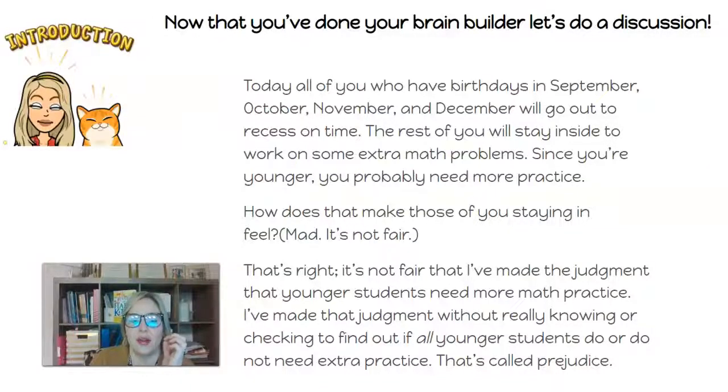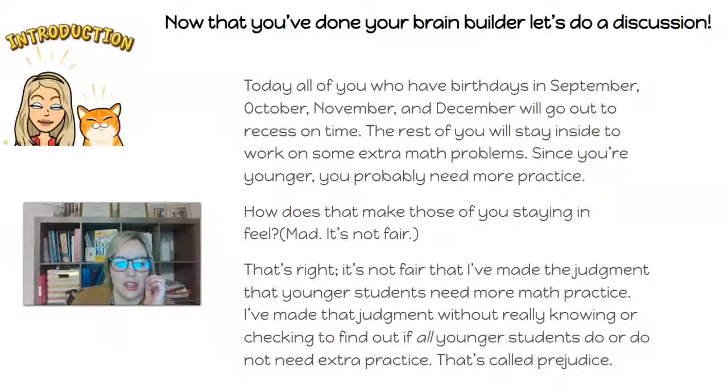Now we're going to do a little discussion now that you've done a brain builder. Today, all of you who have birthdays in September, October, November, and December will go out to recess on time. The rest of you will stay. This is just a scenario, by the way. The rest of you will stay inside to work on some extra math problems. Since you're younger, you'll probably need more practice. How does that make those of you staying in feel? Mad, right? Like, that's not fair.